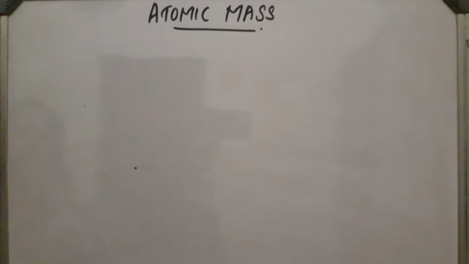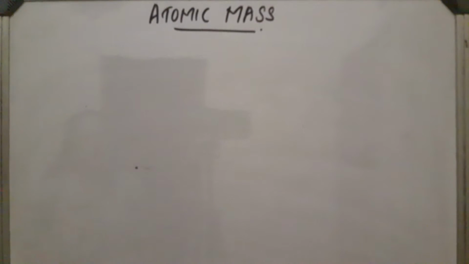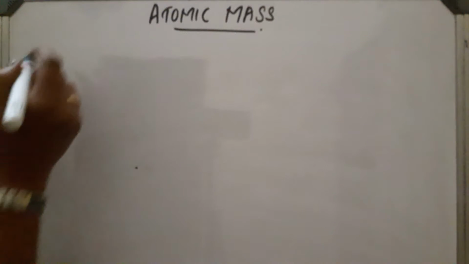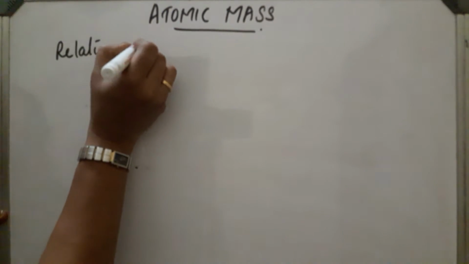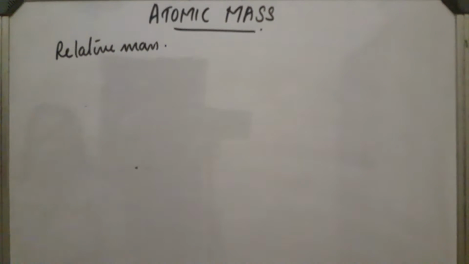Atomic mass. And the mass of an element is too small to determine its weight. So this difficulty can be overcome by expressing this atomic mass as relative mass. Relative mass means comparing the atomic mass with respect to the mass of a standard substance. Here, to determine the atomic mass, we are taking the standard substance as the carbon-12 isotope.